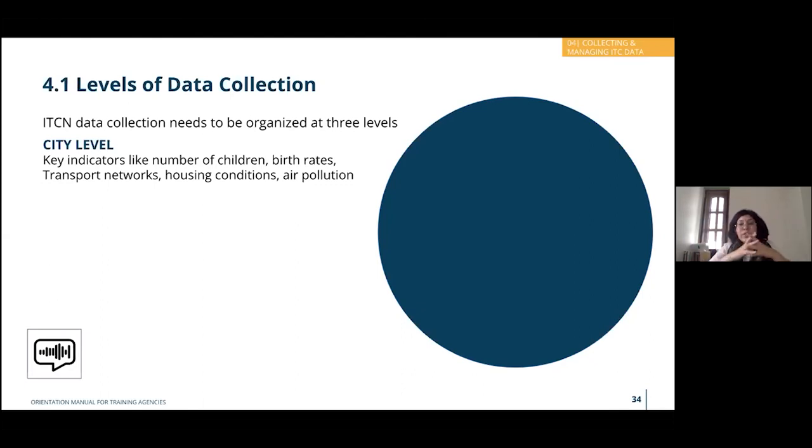Similarly, air pollution, etc. Air pollution affects young children a lot more. So if cities are particularly grappling with air pollution, it's important to frame this idea of ITCN within that concept, right? So cities definitely will need some data at the city level, correct?